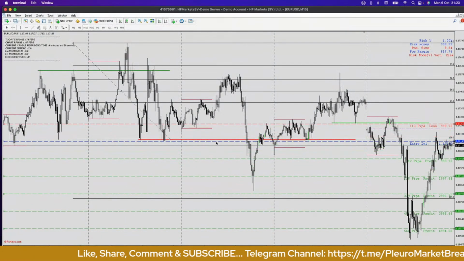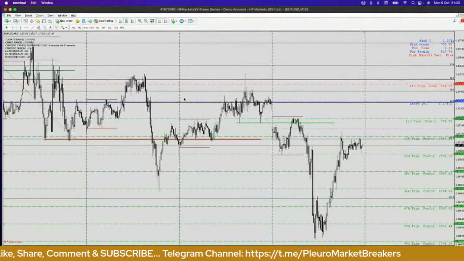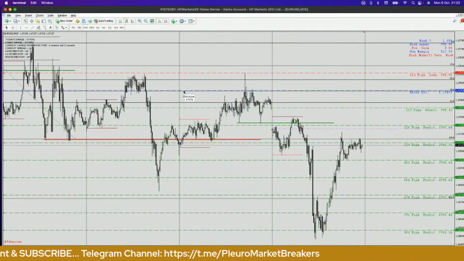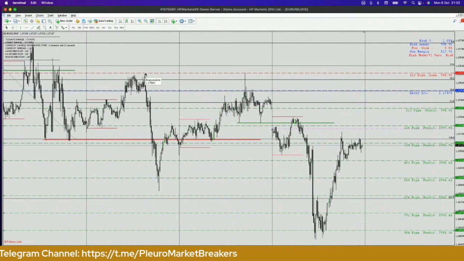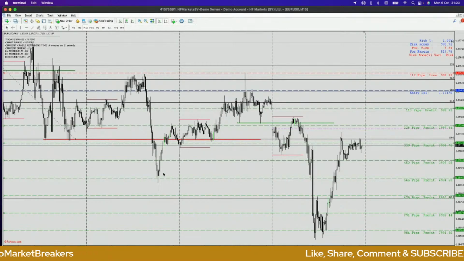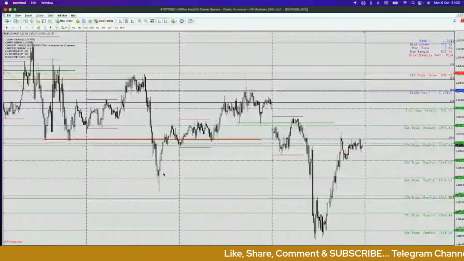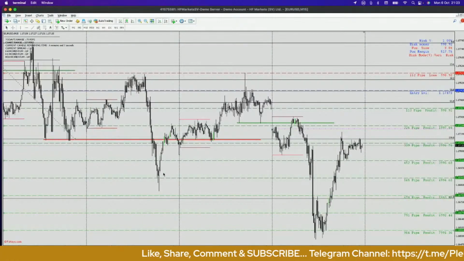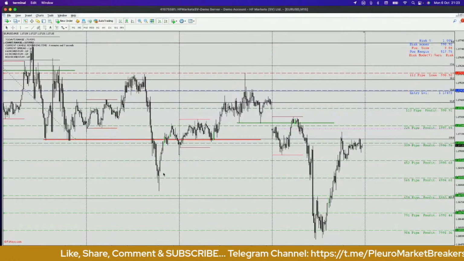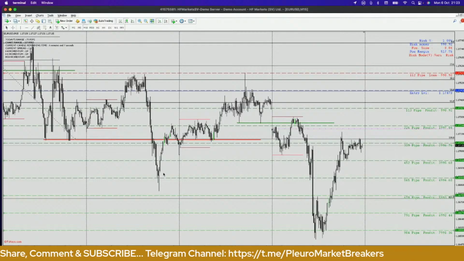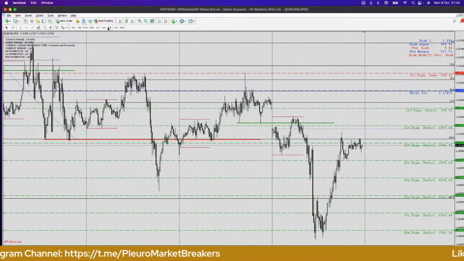So entry here on this 15-minute engulfing, stop loss there, 1, 2, 3, 4, 5 to 1. I caught 4 to 1 of that trade. That was one of the entries I showed you on the other account, right? So how do we repeat this week?